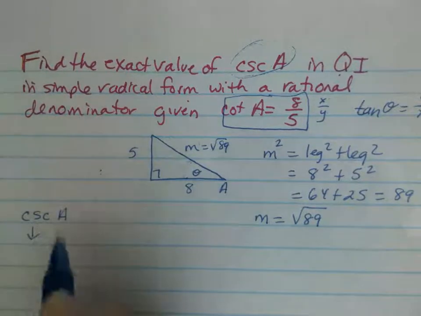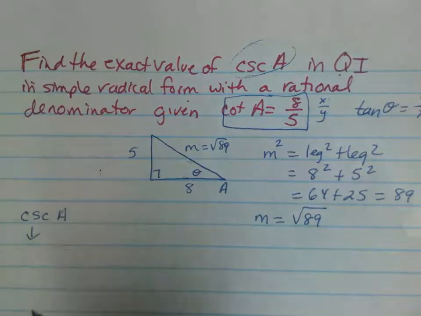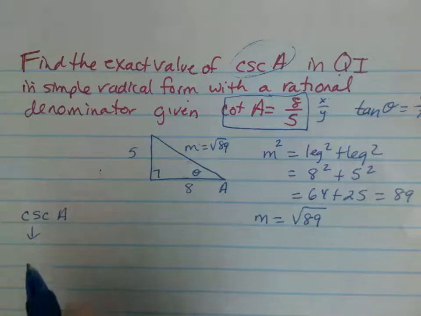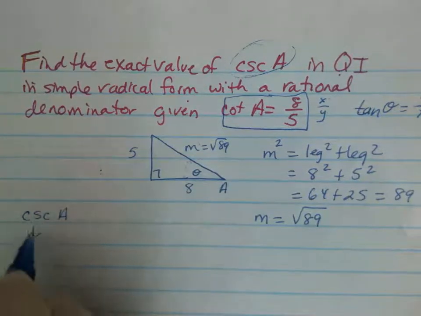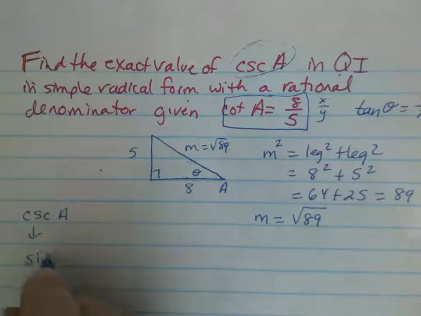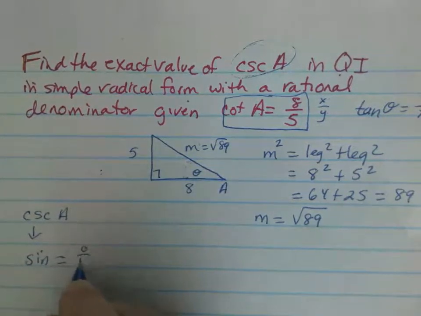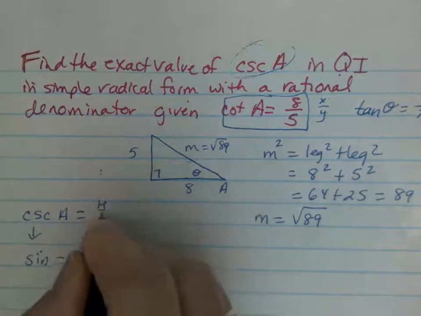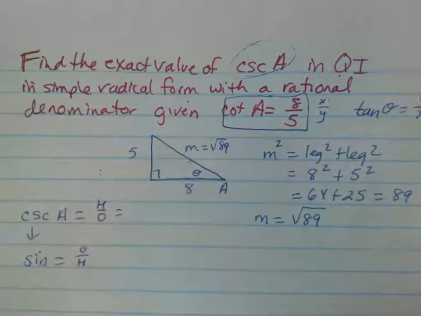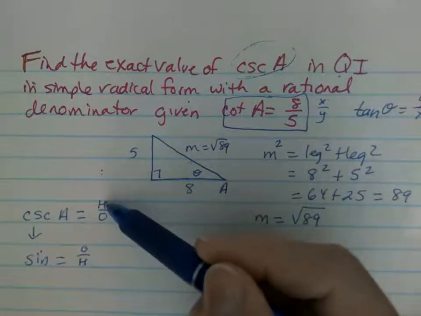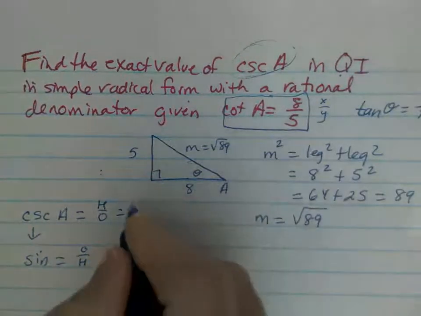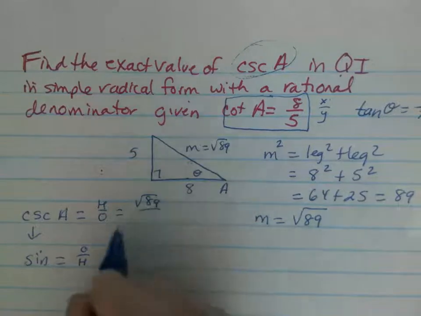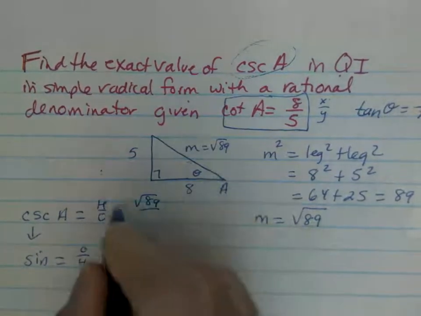So again, process this. If right triangle trig is new to you or the 6 trig ratios are new to you, this is the reciprocal. Cosecant is the reciprocal ratio of sine. Okay, so sine is opposite over hypotenuse. So the cosecant is hypotenuse over opposite. So if we just go back to our triangle that we drew, we need the hypotenuse on top. That is the square root of 89. The opposite side from the reference angle is 5.